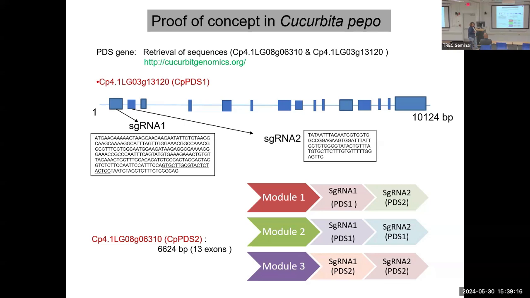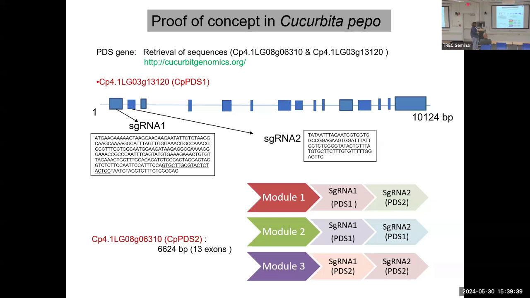You don't need to go for the genotype. Just when you bombard, when you design the HGRNA specific to the PDS gene, you regenerate the cell and you can see the phenotype. So this is a proof of concept in this case. So I started looking for the PDS gene in the genome, and I found 2 homologs in the cucurbit database.